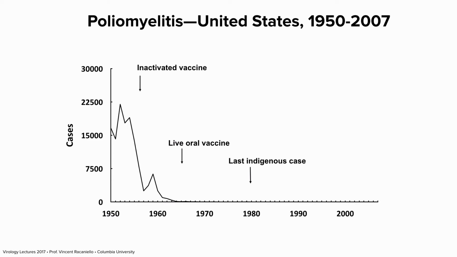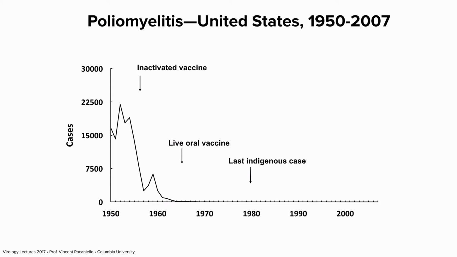But just to show you, we had 20 to 30,000 cases a year of paralytic polio in the US in the 20s, 30s, 40s, and 50s, and just multiply that by 100 to find out how many people were actually infected, right? In 1955, the inactivated vaccine was introduced. That brought this down to a few thousand cases a year. And then in 1961, the infectious oral vaccine was introduced. And in 1979, we had the last case of polio in the US.